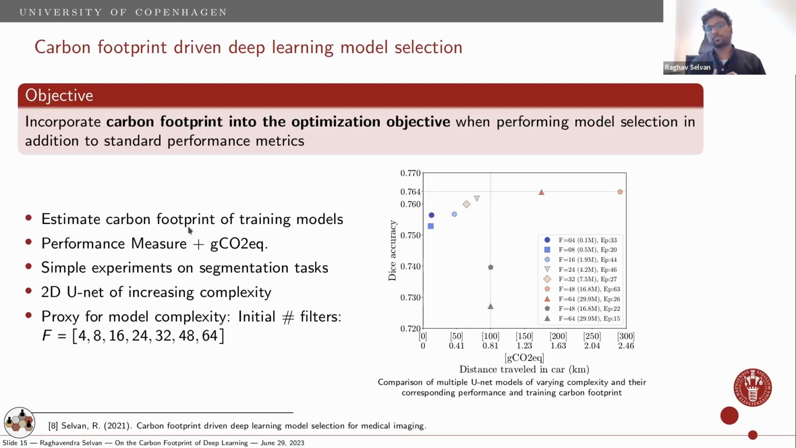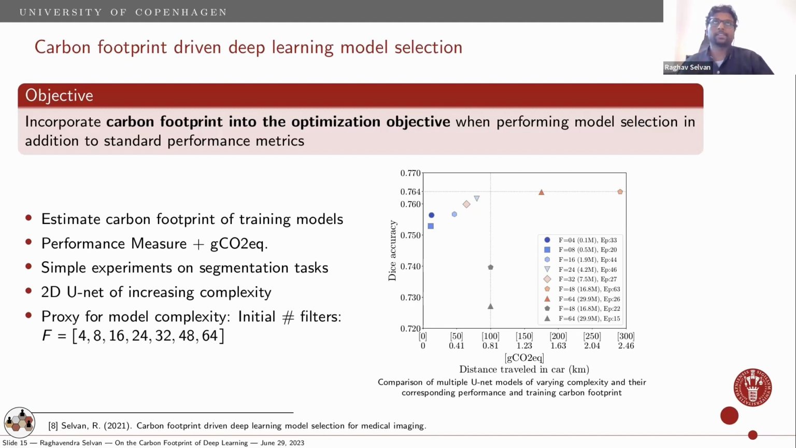But this is for an image segmentation task, for segmenting chest lung masks, and you want this vertical axis to be as high as possible, meaning you're getting sub-pixel accuracy from these models. And on the horizontal axis, you have the CO2 equivalent, or the distance that you would travel in a car. And these different markers correspond to different model complexities. So it starts from 100,000 trainable parameters to 30 million parameters. So it's just exploring a space of models in this setting.